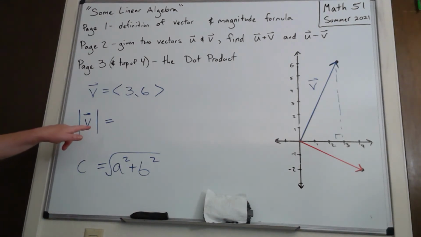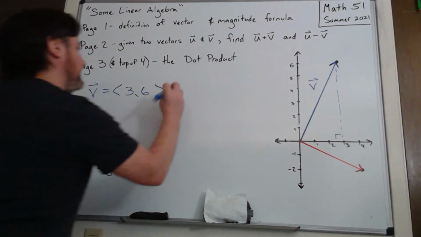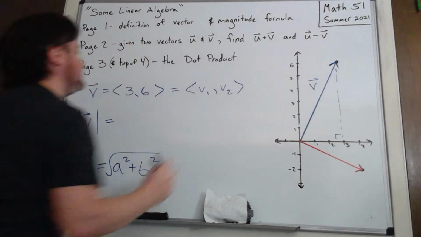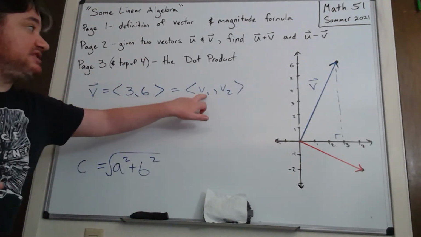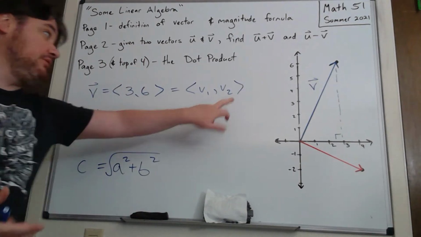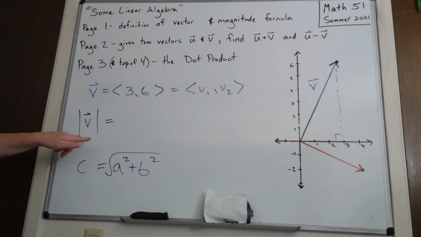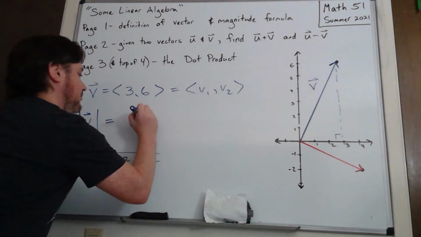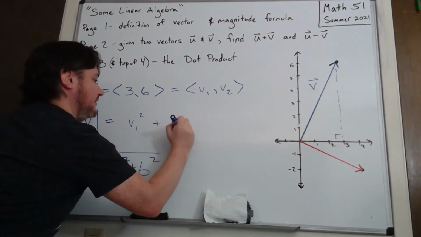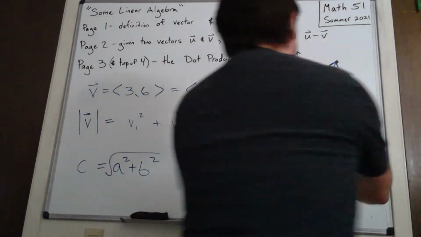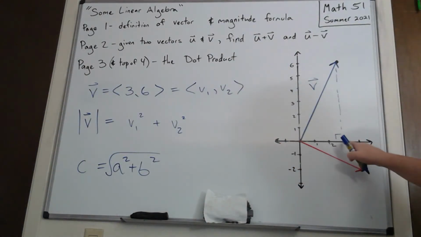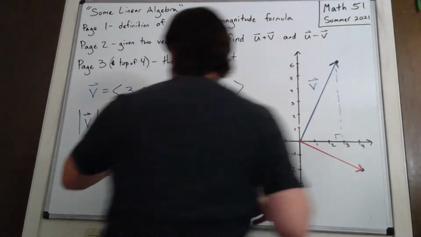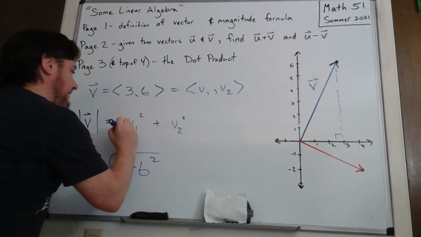So the formula, let me use this notation also. In class, we said if I've got a vector v, maybe I'm calling the x-coordinate v1 and the y-coordinate v2. Then the formula here will be the square root of v1 squared plus v2 squared. So v1 is this length right there, the x-coordinate, 3, and then v2 is that height right there, the y-coordinate, 6. So this is really just the Pythagorean theorem.